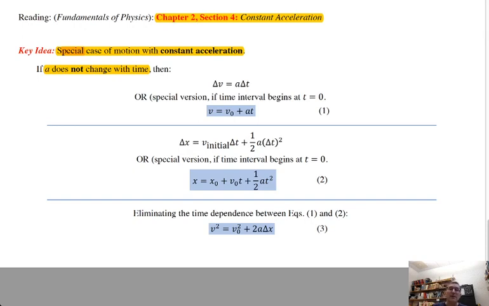Here's the first one. It really just comes from the definition of average acceleration, right there. Remember, A average equals delta V divided by delta T. If the acceleration is constant, average acceleration and instantaneous acceleration are equal. The average acceleration is equal to whatever the acceleration is at any given time. So you can drop the AVG subscript on the A. And then just rearrange the formula. A equals delta V divided by delta T. So delta V equals A times delta T.